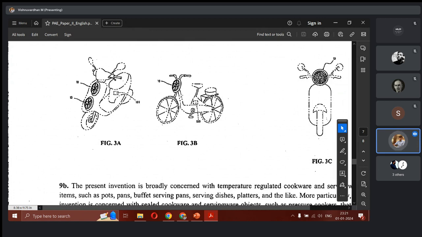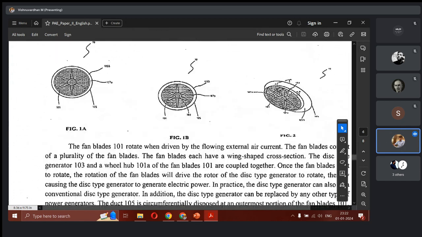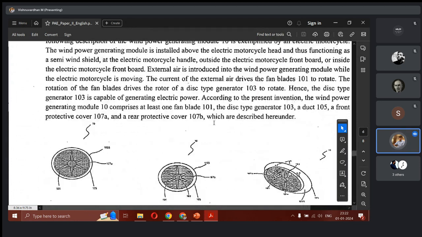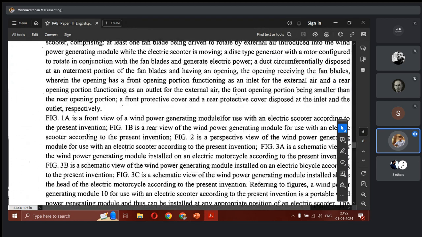So I've already understood the invention. So when the cycle moves, that rotor spins and I'm going to get electricity now. And then I think 109 is the battery, I'm assuming. Otherwise, they won't be listing it here. So 109 is probably what is getting charged. And number 10 is the rotor itself. Cool. So 10 is the rotor itself. And yeah, these are the fan blades. Cool. So I've already understood the invention, right?